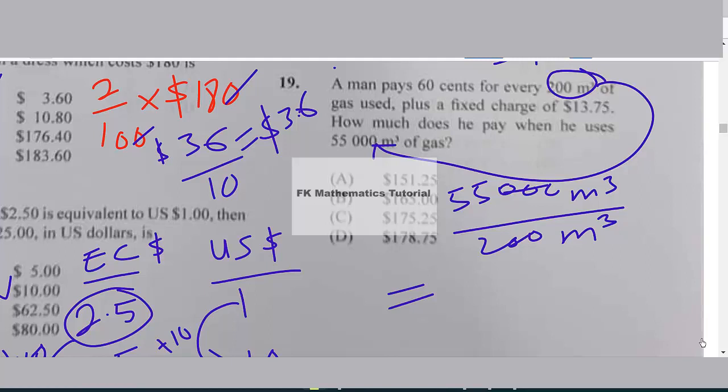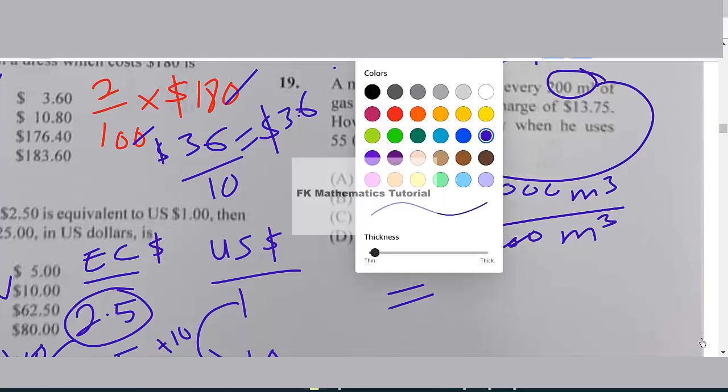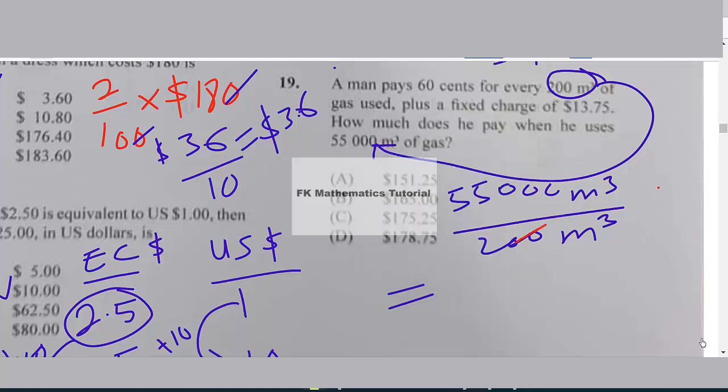Sorry, this will cancel only two of them. So let me use a different ink. This will cancel this. Then 2 goes into 550, 275. So it is 275.